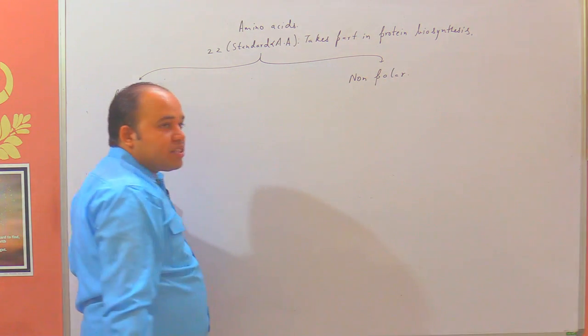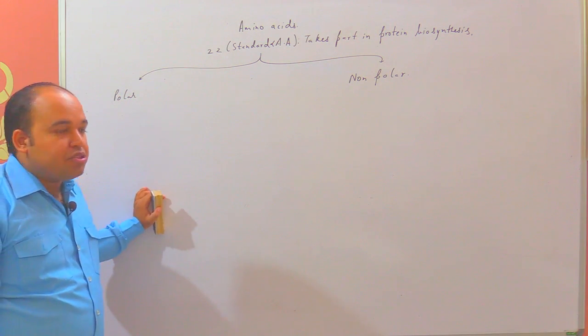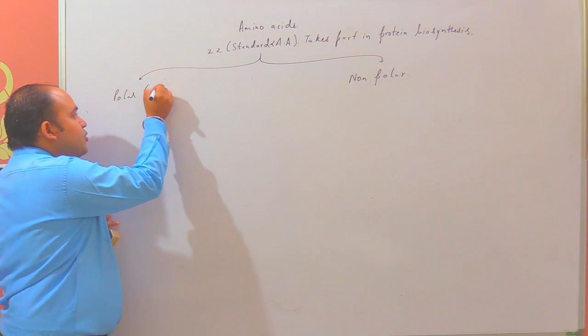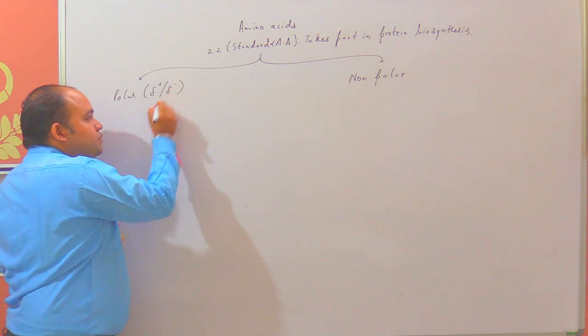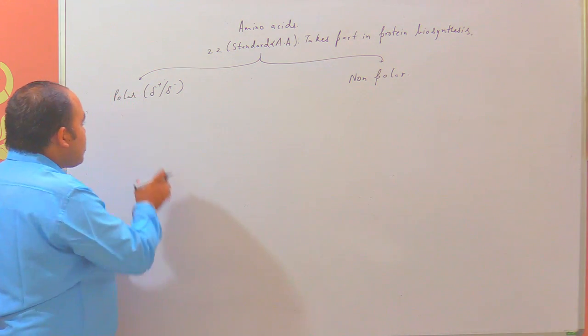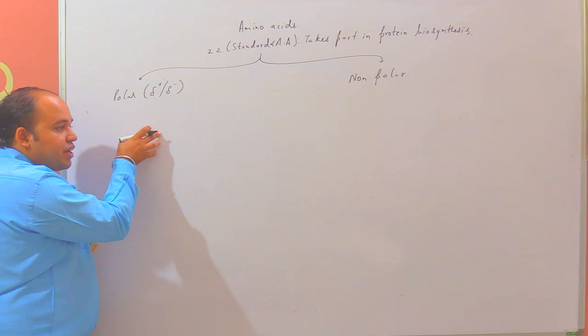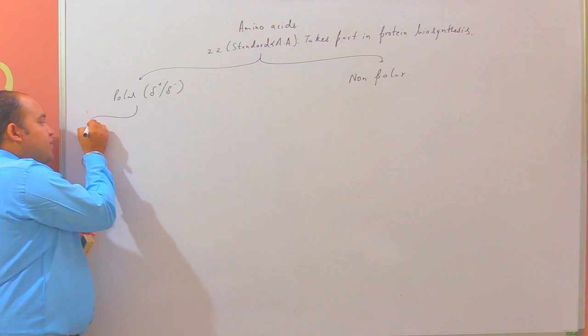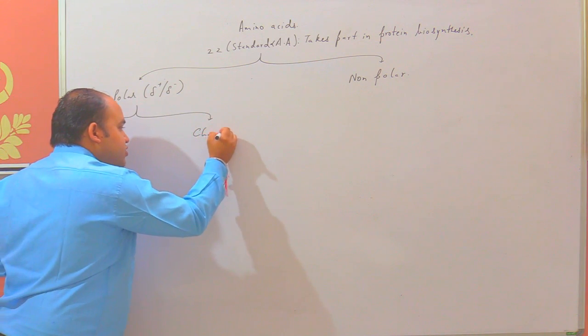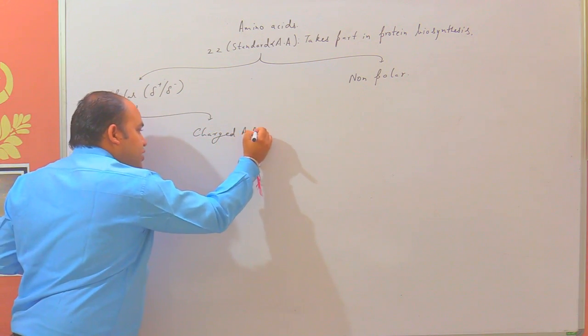A polar molecule is one in which there is a charge distribution and we get a delta positive or a delta negative charge, whereas non-polar will not have any charge at all. Now the polar molecules can again be classified into several different types. That means polar amino acids could be classified into charged and uncharged. Now see, charged amino acid and uncharged amino acid.